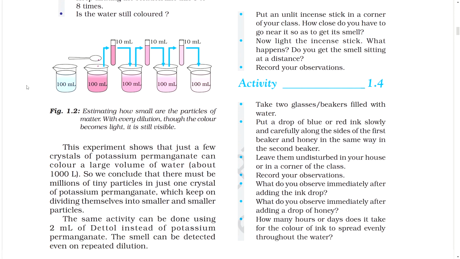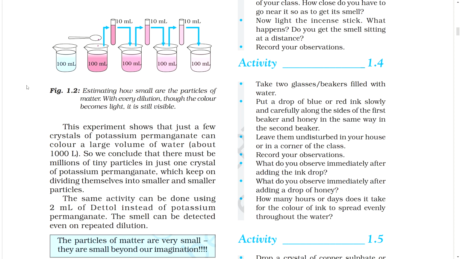Activity. Do this. Take 2 glasses or beakers filled with water. Put a drop of blue or red ink slowly and carefully along the sides of the first beaker and honey in the same way in the second beaker. Leave them undisturbed in your house or in a corner of the class. Record your observation. What do you observe immediately after adding the ink drop? What do you observe immediately after adding a drop of honey? How many hours or days does it take for the color of ink to spread evenly throughout the water? Comment on this.